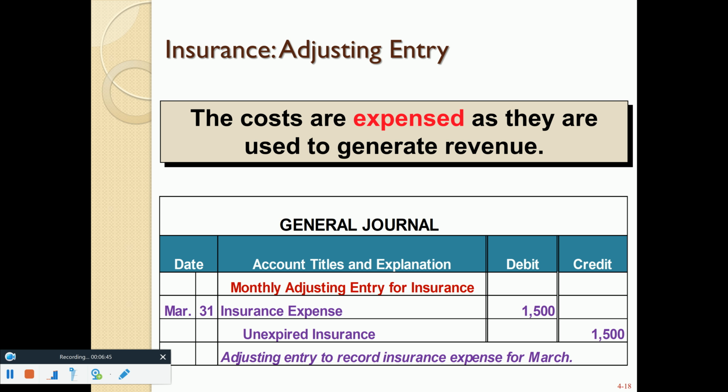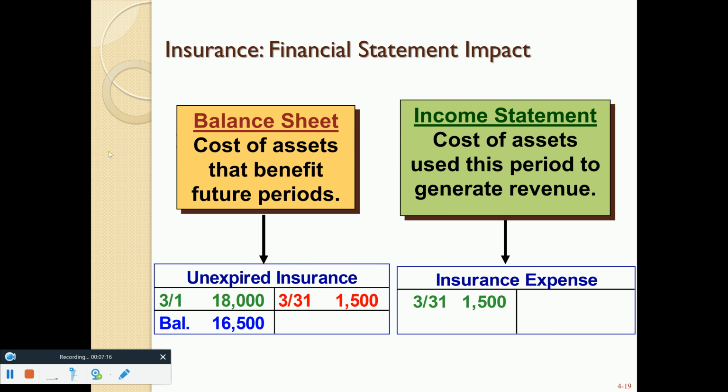Another way to say this is we've incurred insurance expense. So you can see at the end of the month on March 31, we are recording or increasing our expense account. And as we said in prior chapters, expenses reduce equity. Therefore, expenses are going to be recorded with debits. And my asset is being decreased. The asset is prepaid insurance or unexpired insurance. So that is an example of the first type of adjustment.